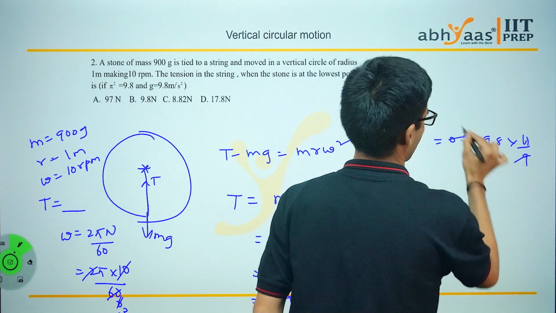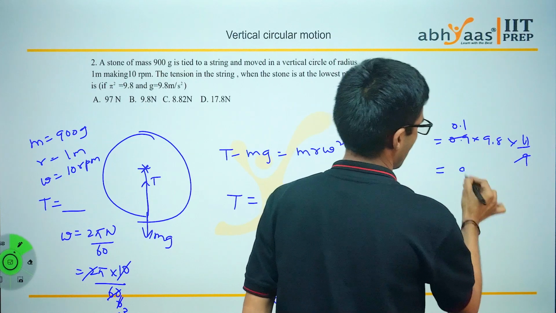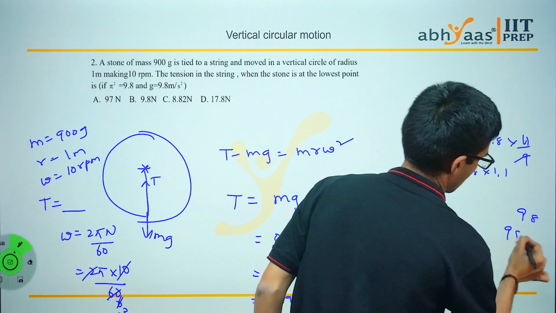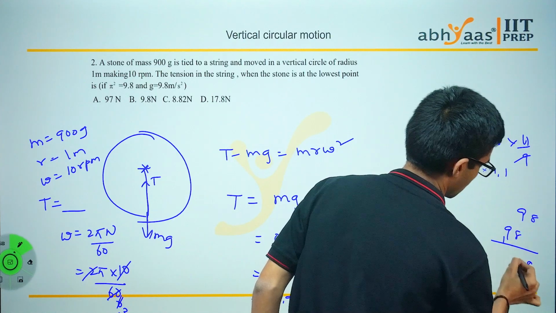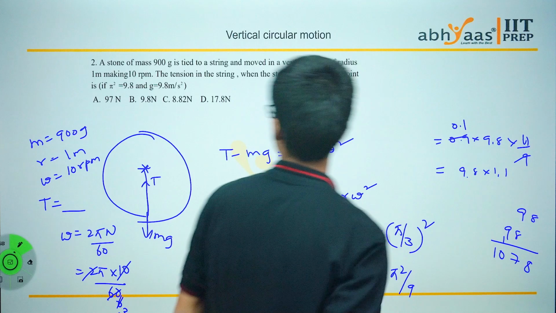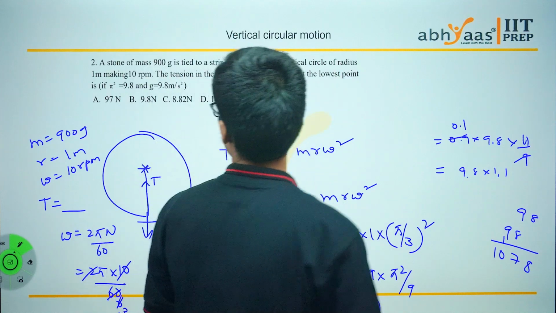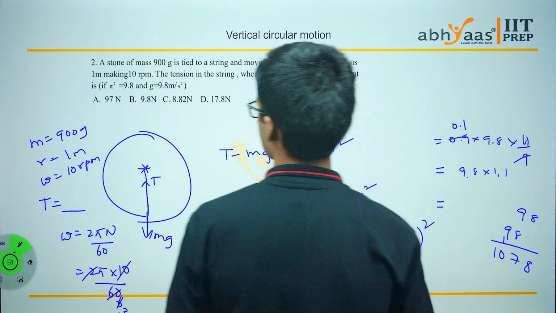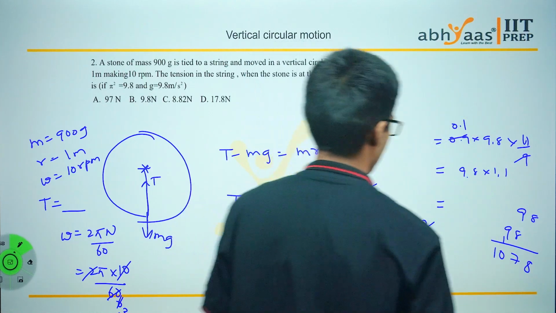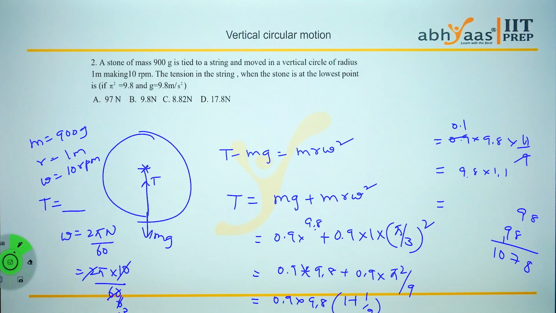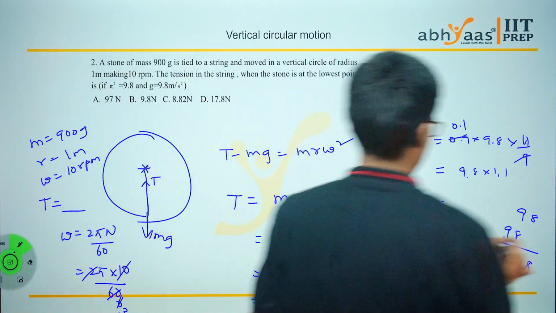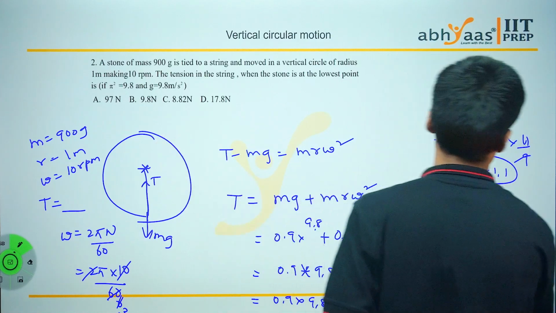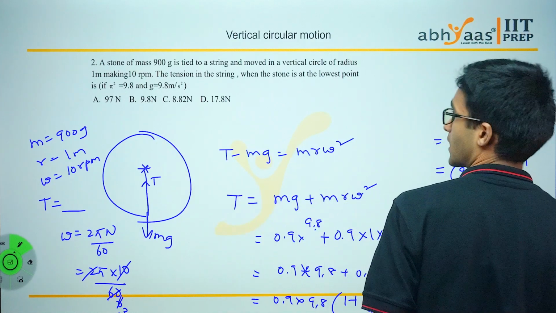Okay, here 0.1. Now 9.8 into 1.1, you can easily calculate. Check the calculation, we have to check that. The easiest thing is 9.8 into 1.1, it's almost near to 9.8, so you can take that.